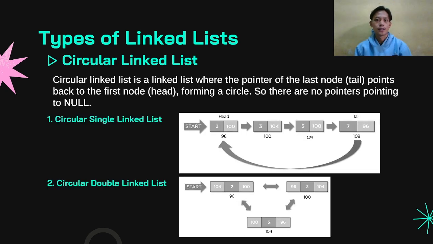Next, three, circular linked list. A circular linked list is a linked list where the pointer of the last node, tail, points back to the first node, head, forming a circle, so there are no pointers pointing to null. The circular linked list is divided into two, namely one, circular single linked list and two, circular double linked list.